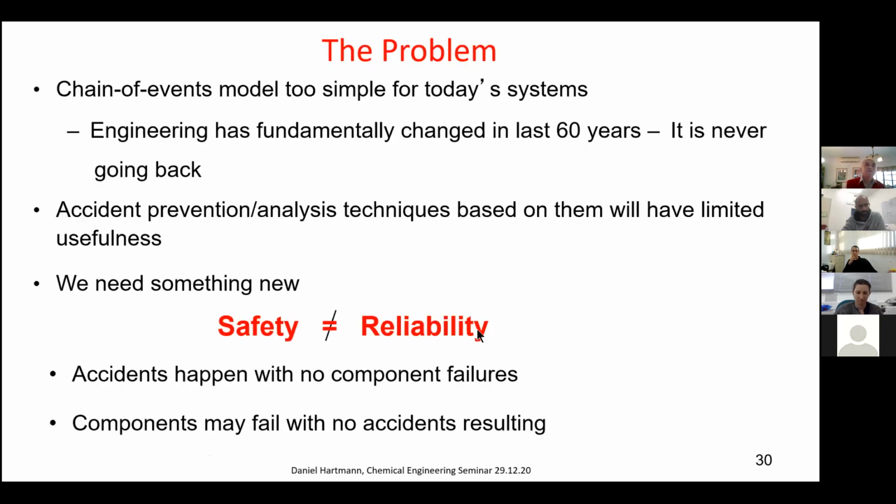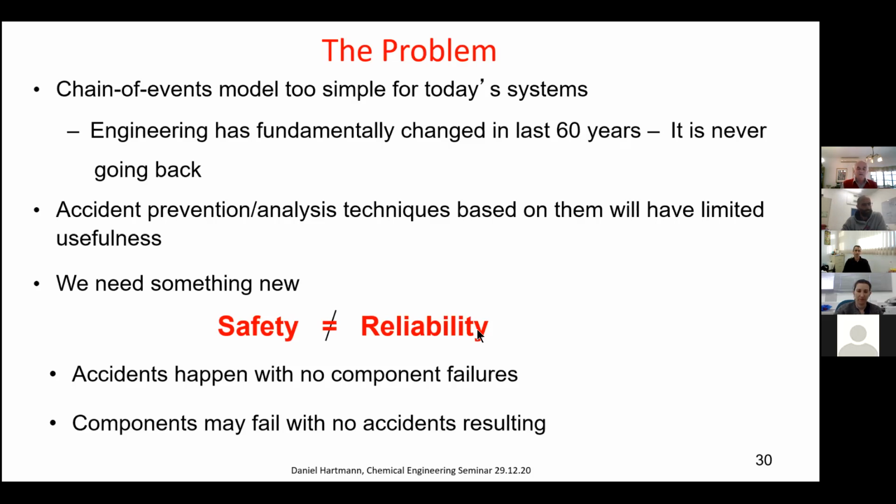So we have a problem. The chain-of-events model is too simple for today's systems. Engineering has fundamentally changed in the last 60 years, and we're not going back to mechanical or electromechanical systems. It's finished. Maybe the coronavirus will bring us back, but I don't think so. So accident prevention analysis techniques based on them will have limited usefulness. We are not saying they are not good, but they have limited usefulness.